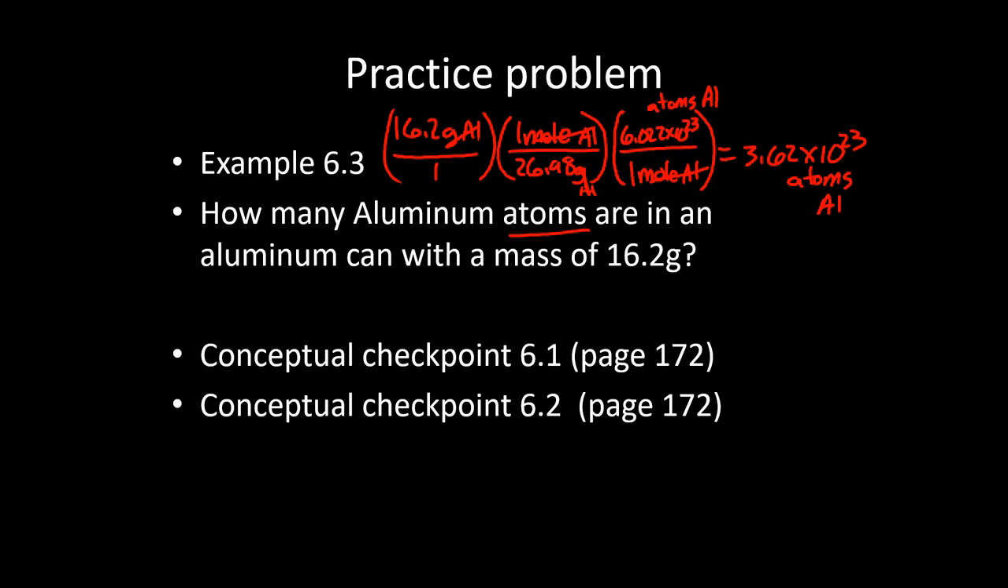Option A is if two samples of different elements contain the same number of atoms, they contain the same number of moles. B, if two samples of different elements have the same mass, they contain the same number of moles. Or C, if two samples of different elements have the same mass, they contain the same number of atoms.